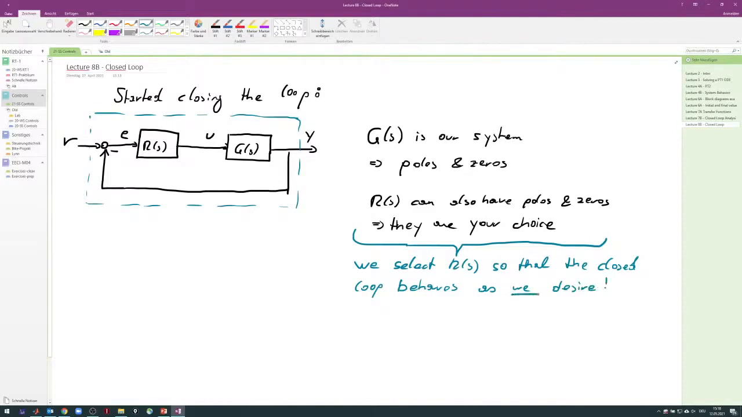So what does this what we desire actually mean? Well, it means that we have design specifications, right? A very simple one: you could say, okay, my G of S has a steady state gain of 0.7, I want to have it 1, right? So what does this design specification mean?